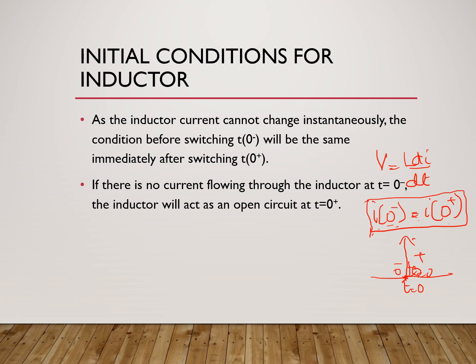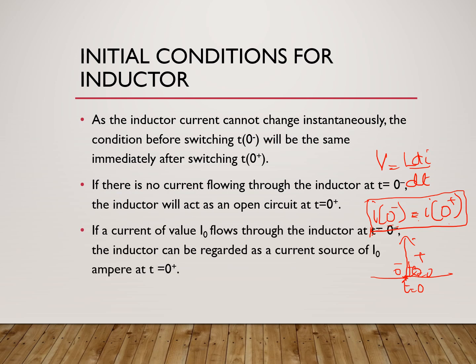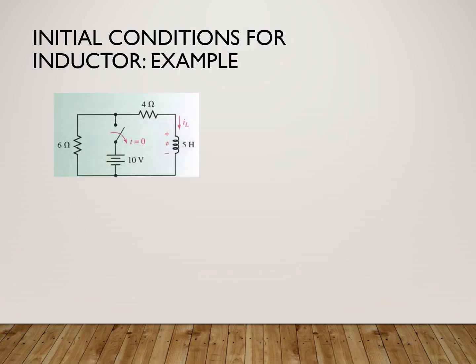Now at the same time, if there was a current through the inductor, then the same current would flow through the inductor just after switching also, which means that the inductor can be regarded like a current source. If there was a 5 ampere current flowing through the inductor before, then just after switching also the 5 ampere current would flow, or basically it can be considered to be working like a constant current source.